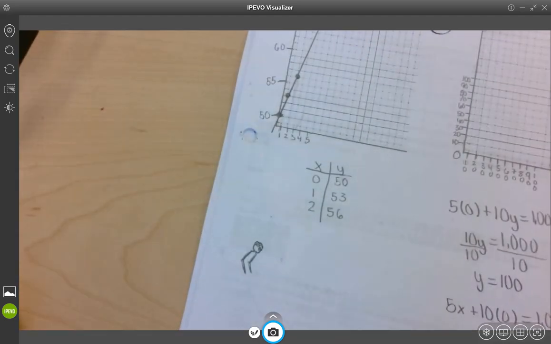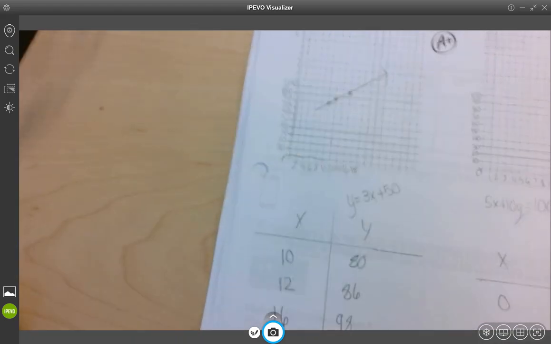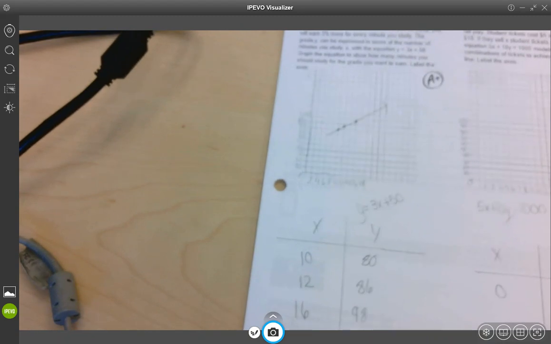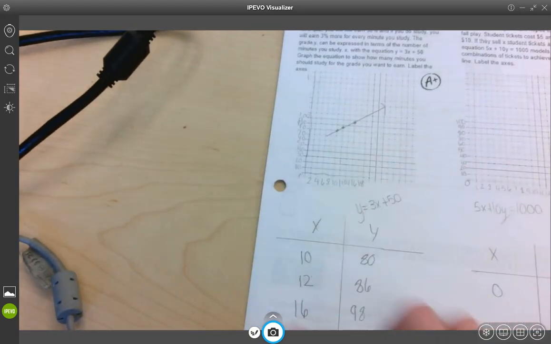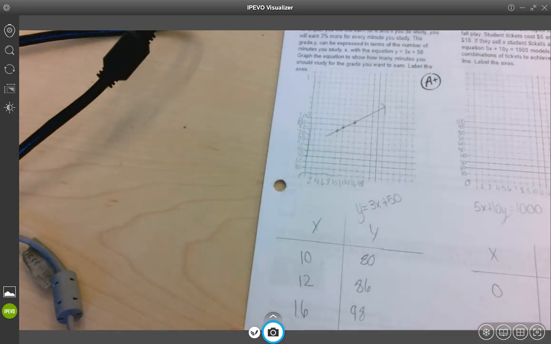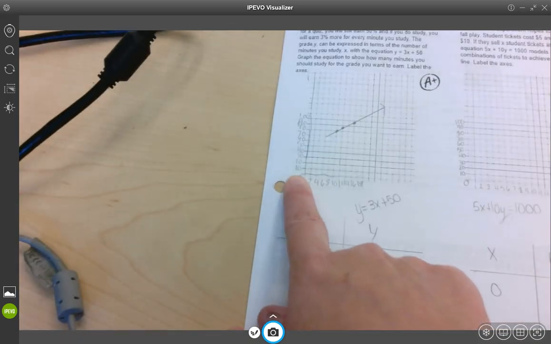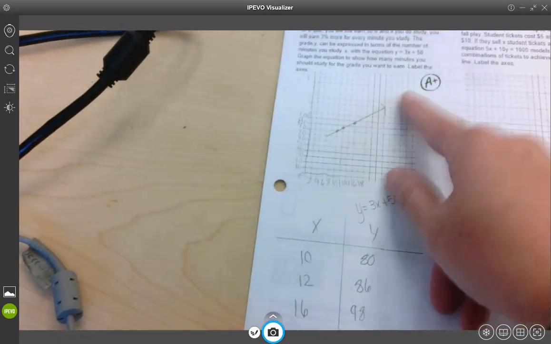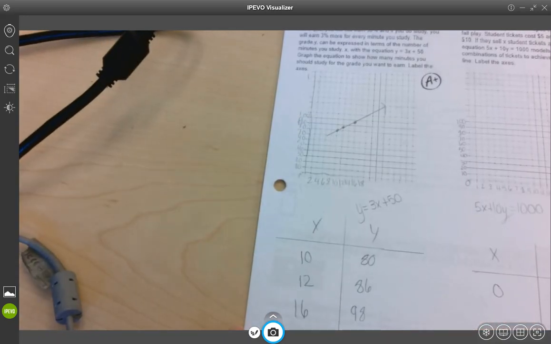Some of you chose different numbers. So let's look at Kelly's. Kelly decided that she might study for 10 or 12 or 16 minutes. Totally fine. And so she got different y values for those. And even though this line looks different from Kai's line, that's only because Kelly used a different scale. So she counted by 2s on her x and she counted by 10s on her y. But this actually is the same line that Kai got.